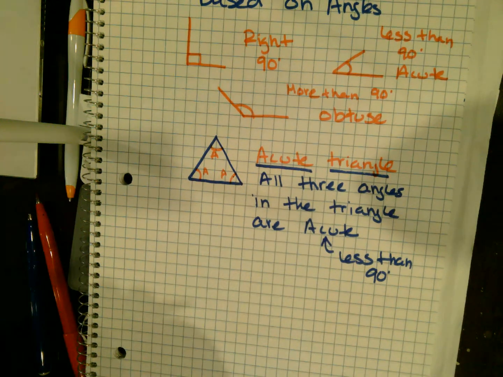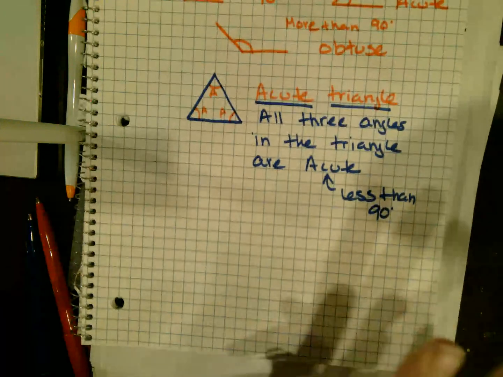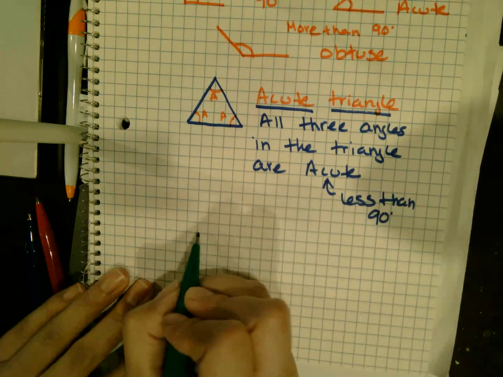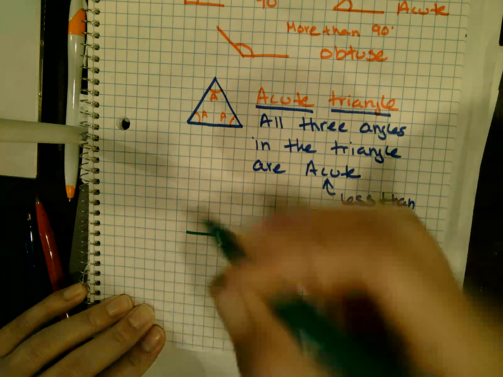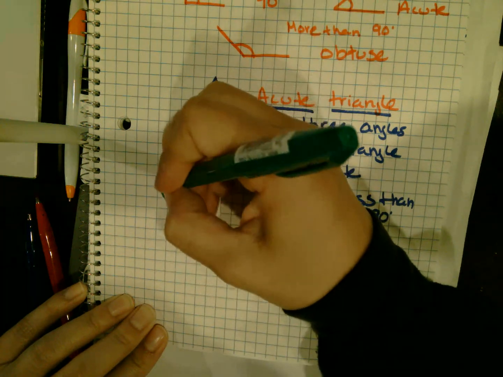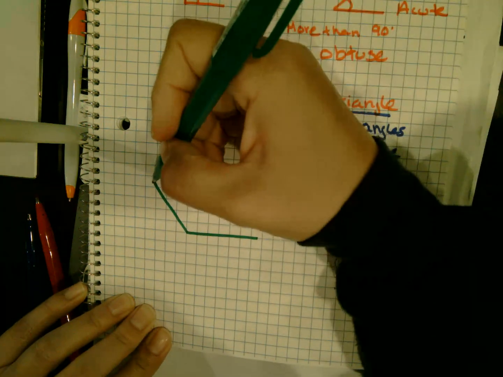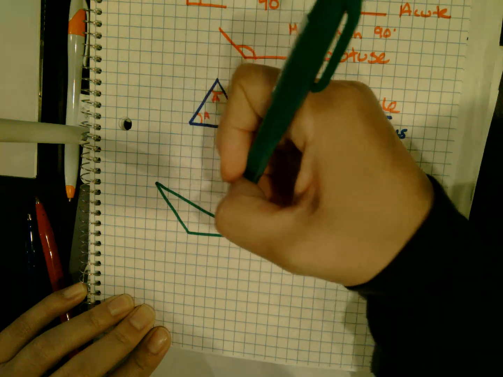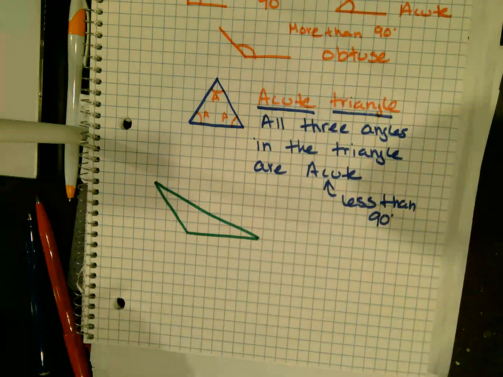Now let's look at another triangle. Now we're not worried about the sides today. We're just worried about the angles. That's going to be tough, isn't it? That, and then I'm going to make it a triangle like that. Okay.